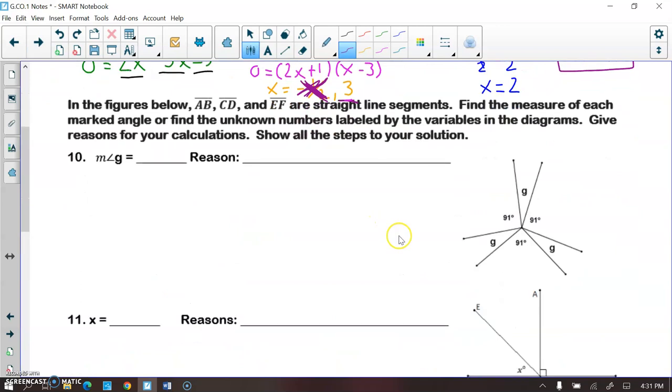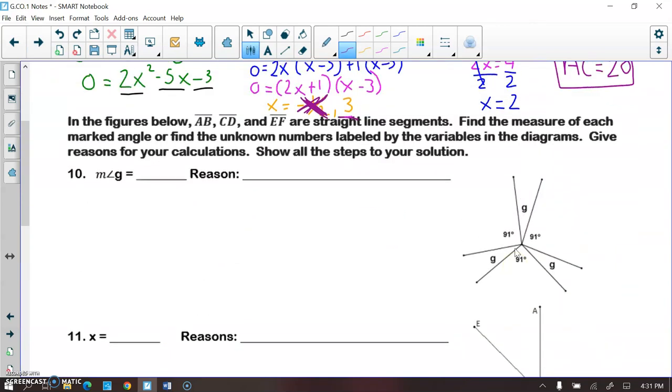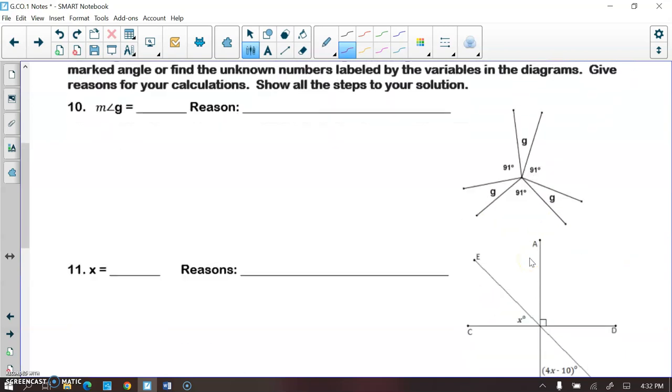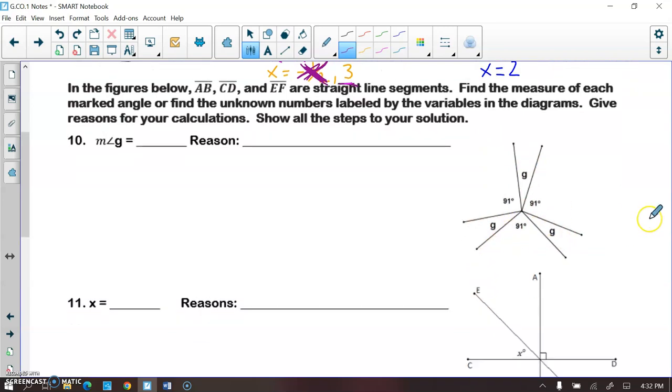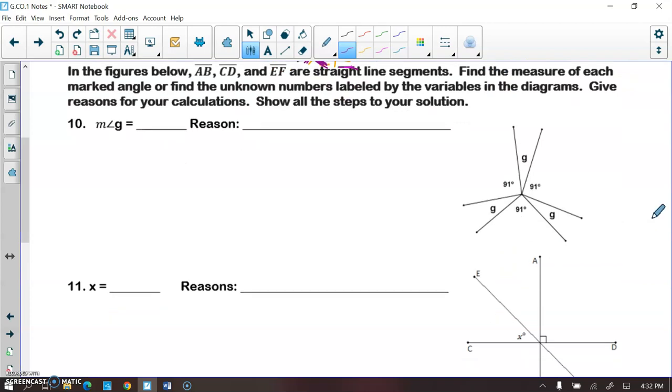Okay, moving on. So in each of these figures below, in this figure here, it says that A, B, C, D, and E, F are straight line segments, and we can also assume that all of these other line segments are straight as well. And we're going to find the measure of each of these angles. Well, if I'm using the same variable in all 3 of these angles, that means that all 3 of those angles are congruent. So we can put our arcs in to show that all those angle G's are congruent to each other.